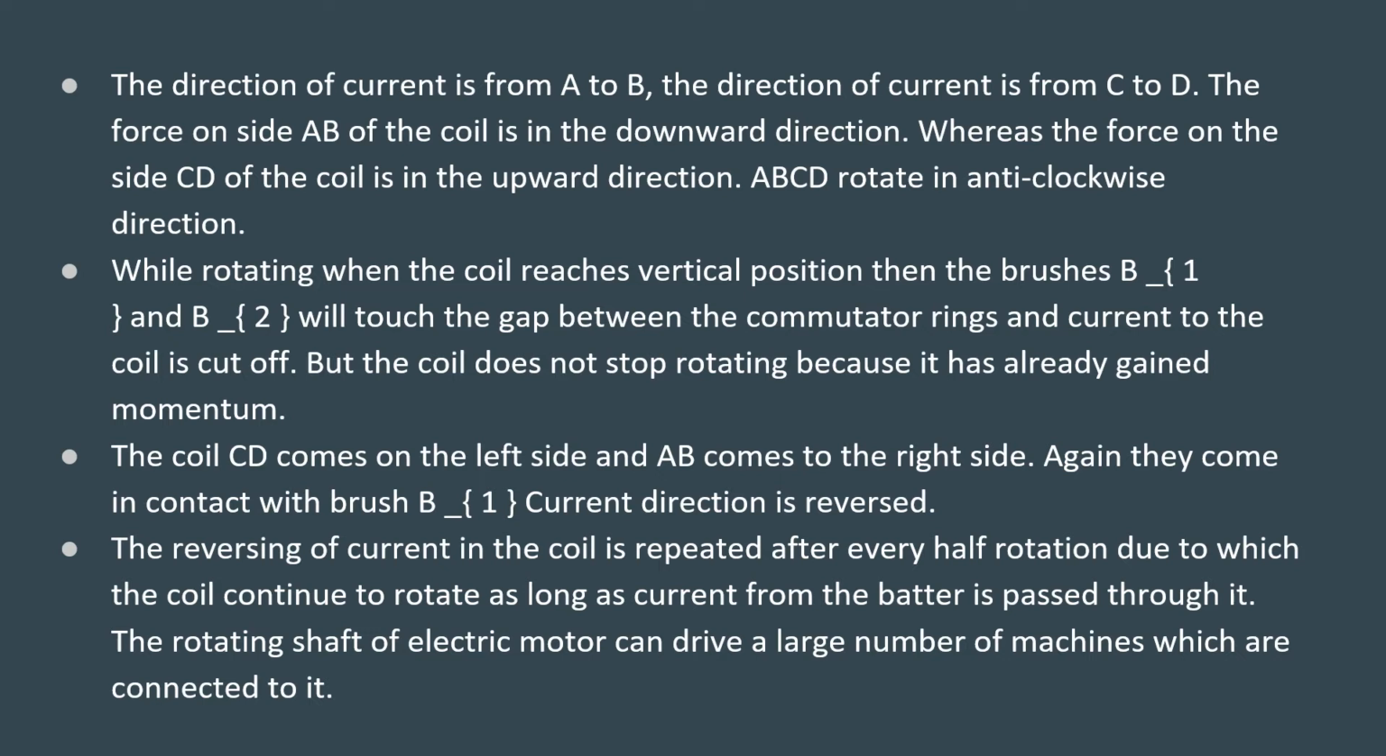So we have just described the construction and working of a simple electric motor. In commercial motors, the coil is wound on a soft iron core. The soft iron core becomes magnetized and increases the strength of the magnetic field. This makes the motor more powerful.